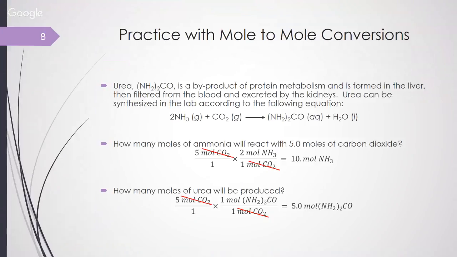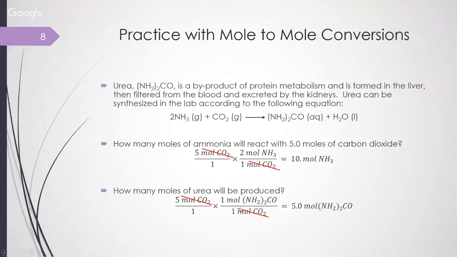Well, I start with my given information of 5.0 moles of CO2. I then look at my balanced equation and see that 1 mole of CO2 will react with every 2 moles of ammonia. So in order to cancel that out, I have to put my 1 mole of CO2 on the bottom and my 2 moles of NH3 on the top. 5 times 2 is 10. 1 times 1 is 1. 10 divided by 1 is 10. So I have 10 moles of ammonia that are needed to react with 5 moles of carbon dioxide.